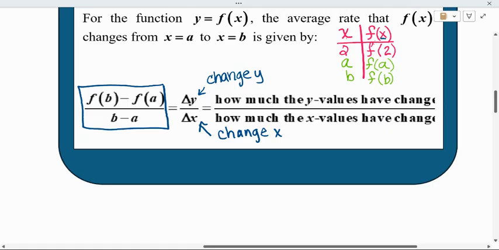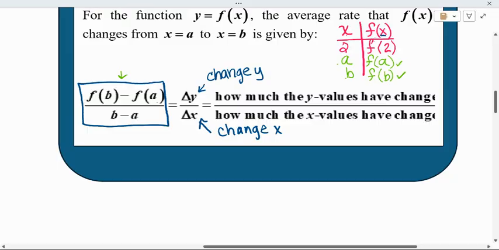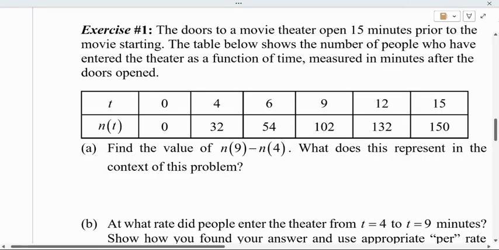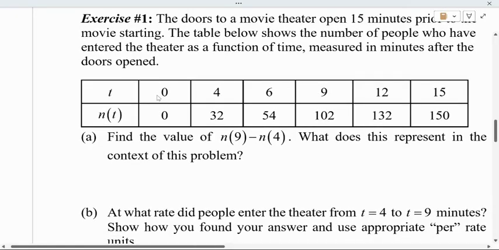So all this means is you take whatever you get as the output for f of b minus whatever you get for your output of f of a, over b minus a. You're just subtracting your two outputs over subtracting the two inputs. Difference of the two outputs over the difference of the two inputs. So it looks scary, but it's really not. Okay. So we're going to use that idea and we're going to start working on some problems.